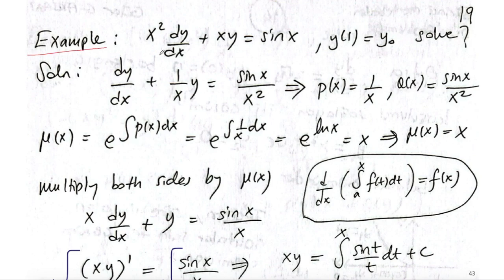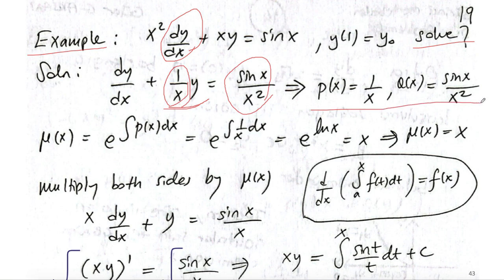So here's the example. We have x squared dy over dx plus x times y equals sine x, y of 1 equals y of 0. If you want to solve this, one more time, try to apply the integration factor method. You need to keep this term alone, so divide everything by x squared, and you get this expression here. So this is your p of x, and this is your q of x.